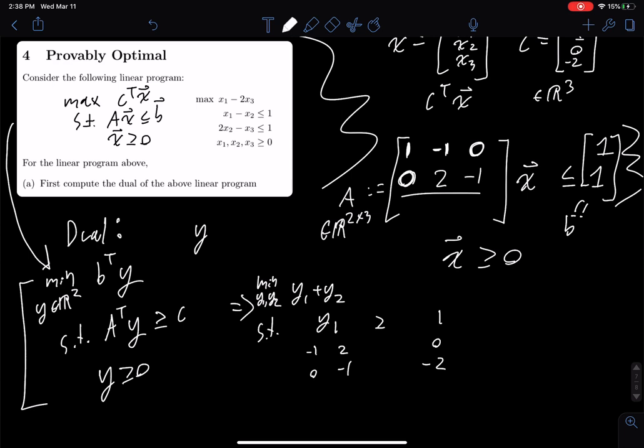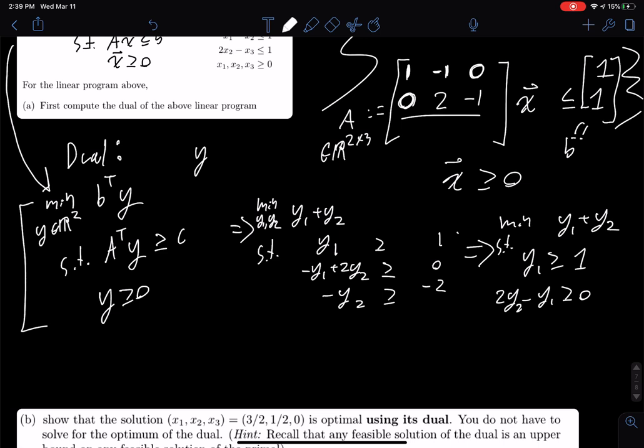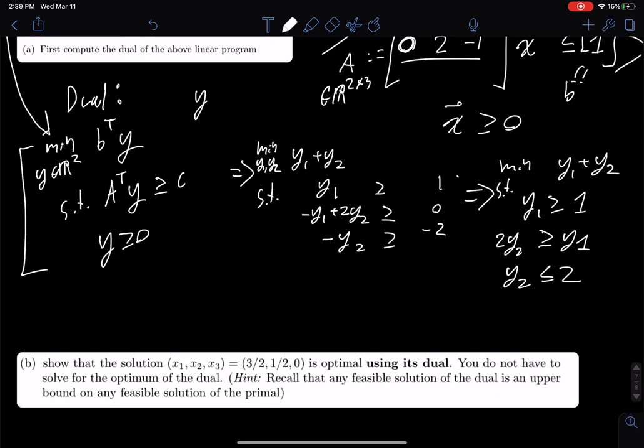We'll have negative Y1 plus 2Y2 is greater than or equal to 0. And we'll have 0Y1 minus Y2 is greater than or equal to negative 2. And maybe we can tidy this up a little bit if we want. This will be the minimization of Y1 plus Y2, such that, rather, this is our feasible set of Y, such that Y1 is greater than or equal to 1, 2Y2 minus Y1 is greater than or equal to 0, or even let's just write this 2Y2 is greater than or equal to Y1, and Y2 is less than or equal to 2.